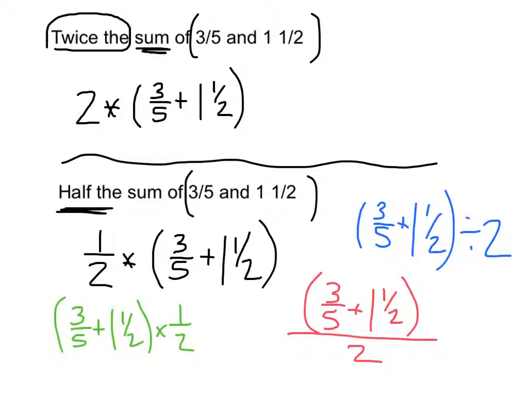Also, be cautious that while multiplication is commutative, order doesn't matter, division is not. So something that would be absolutely incorrect would be to say that this is the same as 2 divided by 3/5 plus 1 1/2. Taking 2 of something and dividing it by a number is a lot different than taking that number and dividing it by 2. So this is very bad. Not true.